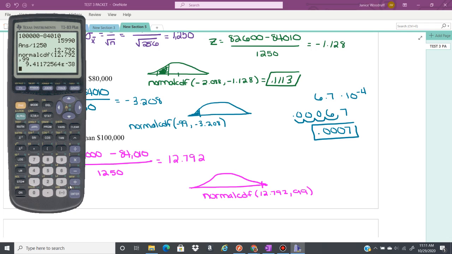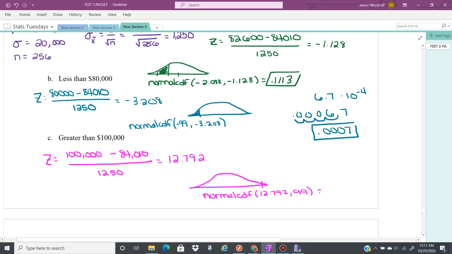So I'm not going to bother drawing 38 positions on this paper here, but it's 9.4, and then that decimal's moved 38 places to the left. So it's 0. So there's basically a 0% chance that any of the statisticians in this sample of 256 are making greater than 100,000. Not saying that it's absolute 0, but it is a very, very small chance. 38 decimal places past 0.